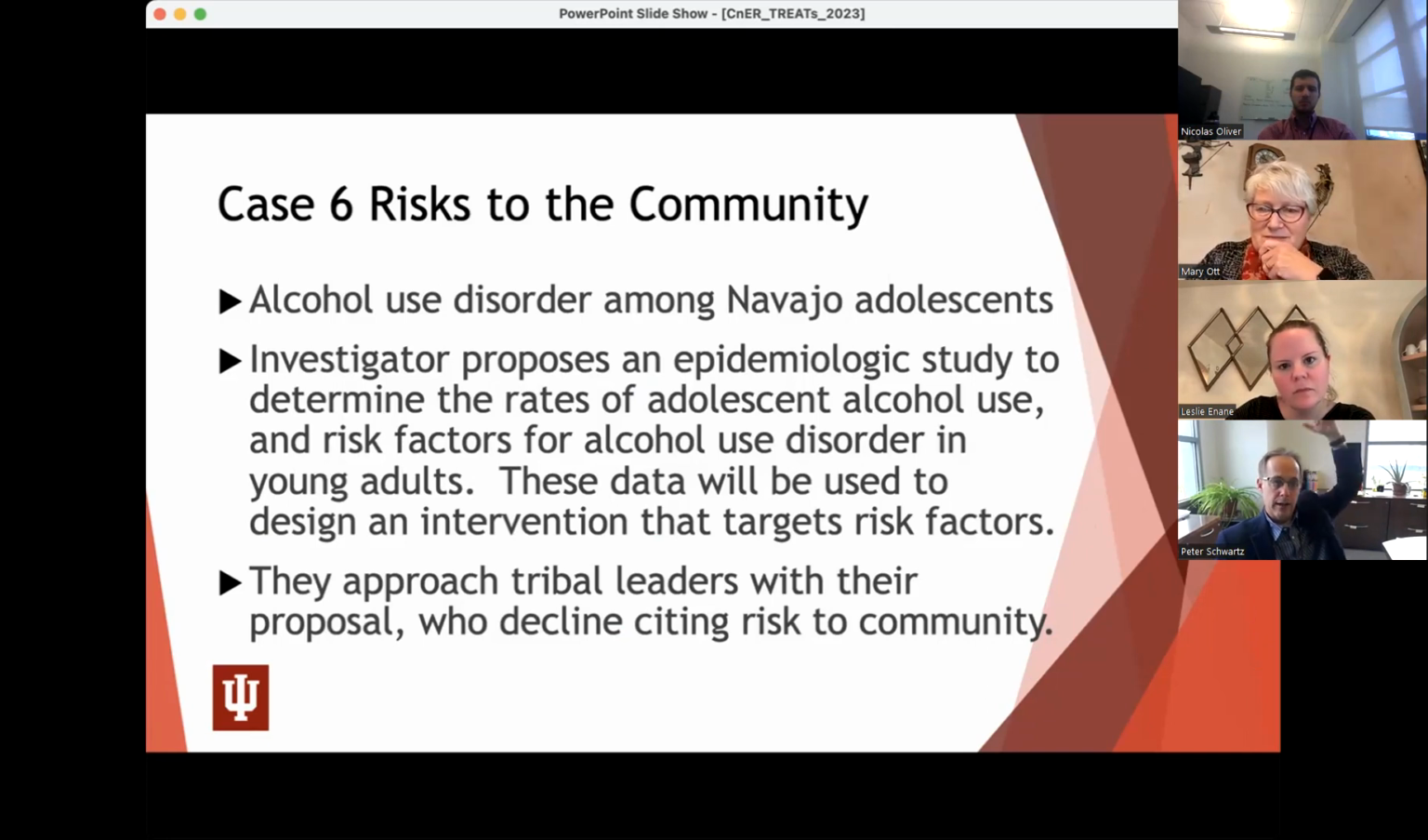Does it help at all to find out what the tribal leaders were afraid of? Was it stigmatizing their community? And could it have been a reassurance that they would keep it all confidential about which community it was?